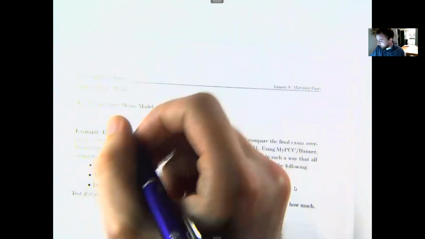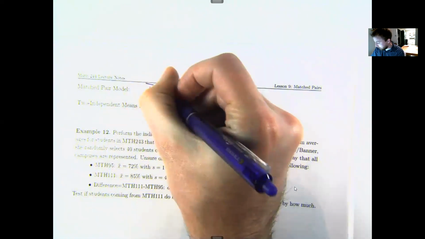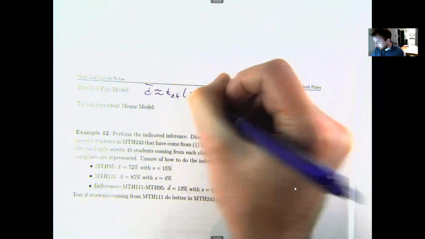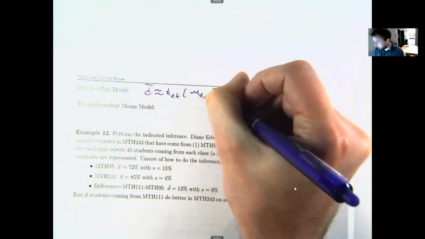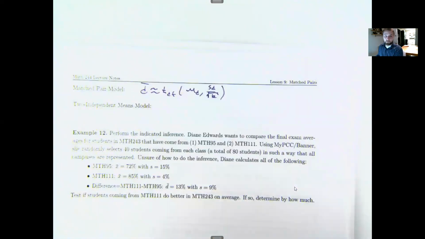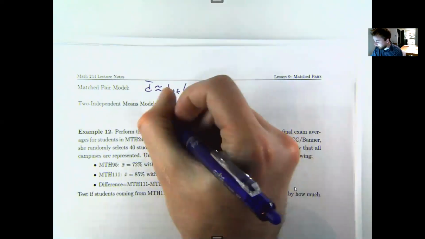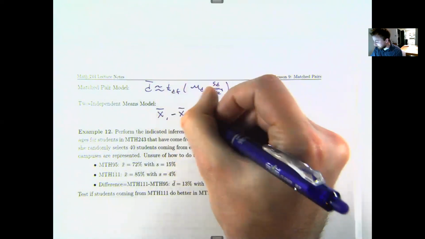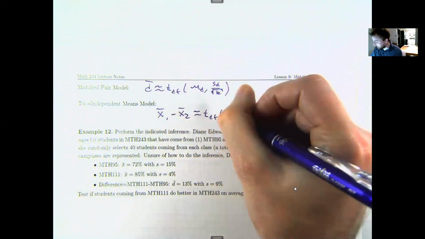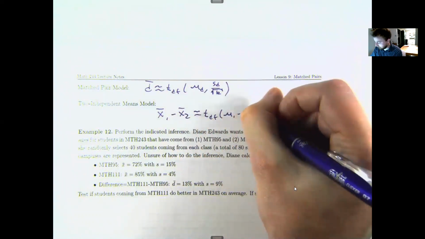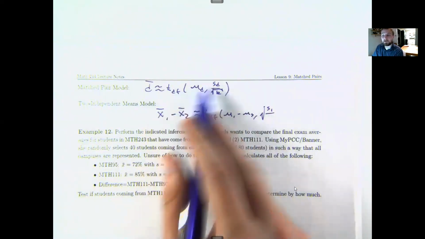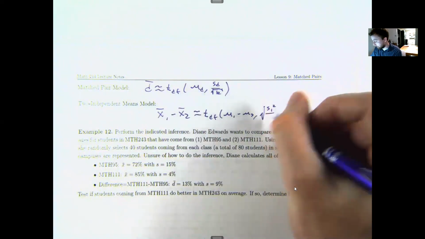Again, my model for my matched pair, this is my D bar, has a t distribution, mu, s over the square root of the number of groups. My two independent looks like two separate models that have been shoved together. It is. Where matched pair looks like one thing that's been melded together into a single model. It also is.